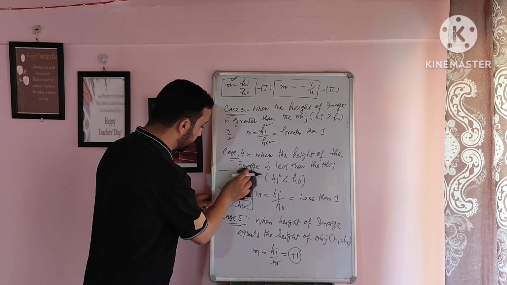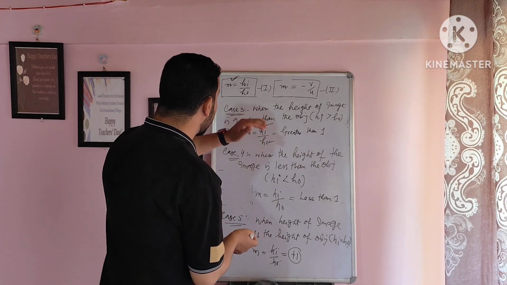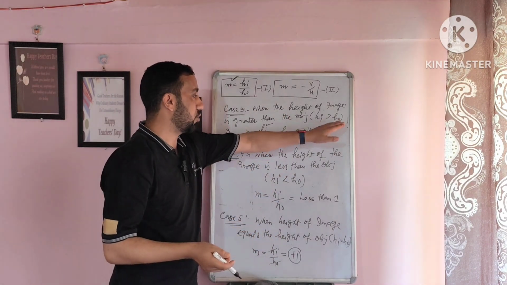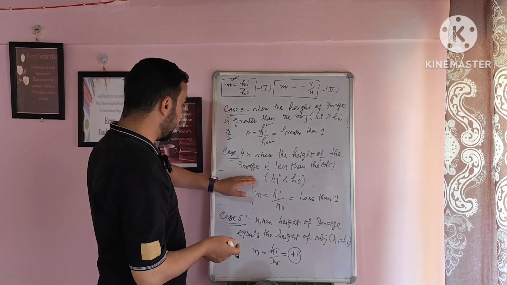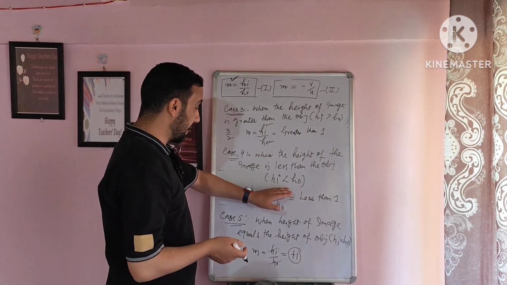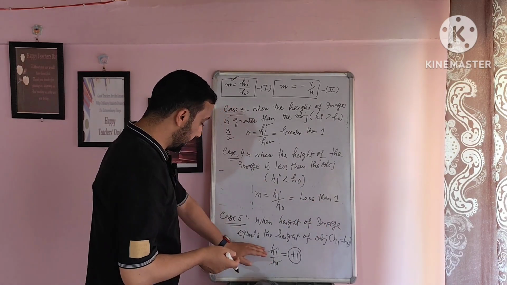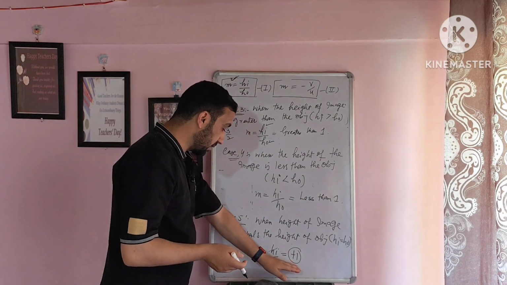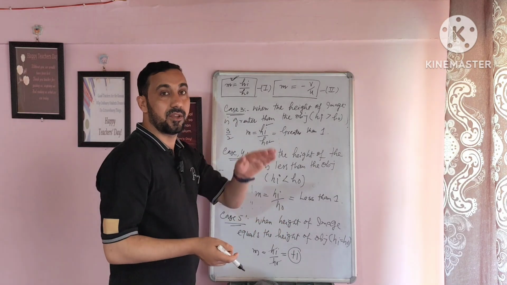Now we have these 3 cases to memorize. Keep these three cases in your mind. When the height of the image is greater than the height of the object, you can get the value of the magnification as greater than 1. And case number 4 is when the height of the image is less than that of the object, you can get the value of the magnification as less than 1. And case number 5 is when the height of the image equals the height of the object, you can get the value of the magnification as plus 1.